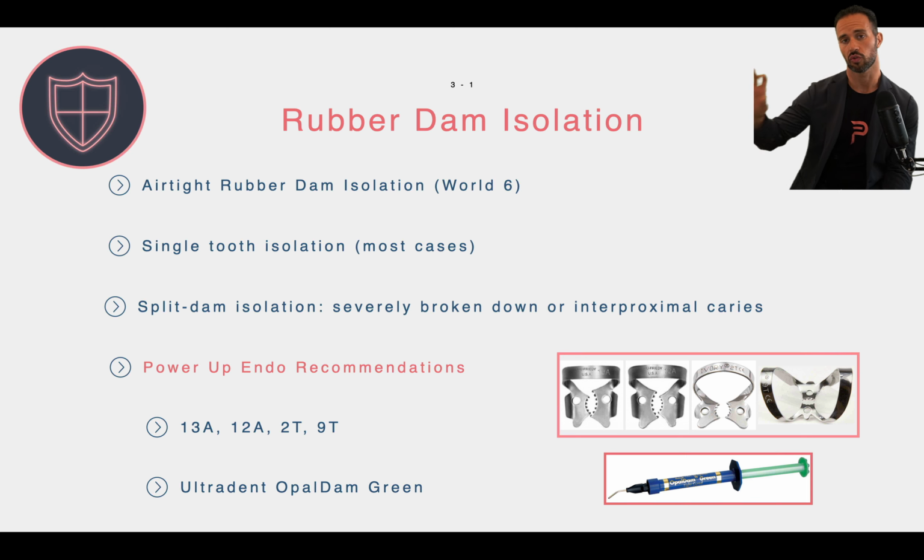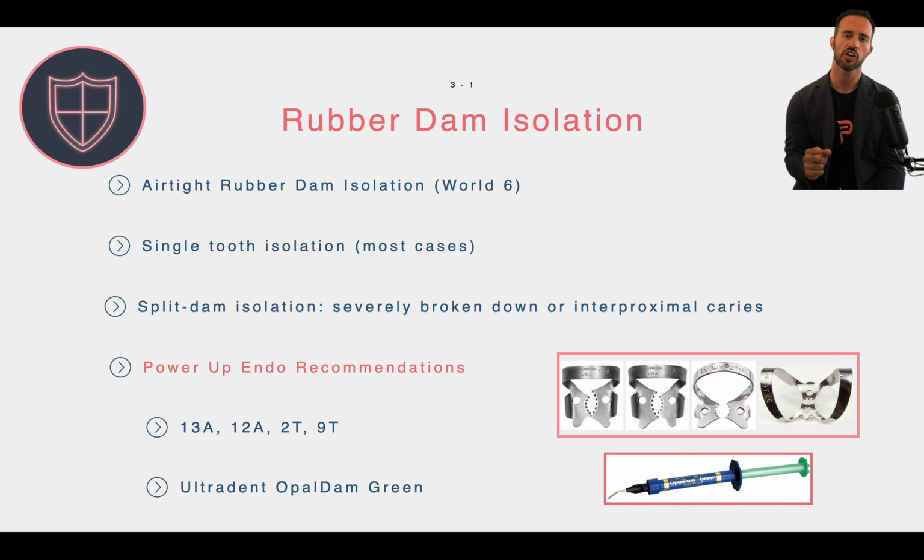So I'm going to go over that in great detail in that world. But I want you to know that single tooth isolation is really all you need for the majority of your endodontic cases. Now, granted, if you have a severely broken down tooth or a tooth with a lot of interproximal caries, and even sometimes crown prepared teeth, then you may want to utilize a split dam where you're going to punch 2 holes in your rubber dam, you're going to clamp the tooth that is distal to the one you're working on, and then you're going to stretch the rubber dam material over to the one tooth mesial to the one you're working on. All right, so it's a 3-tooth isolation.